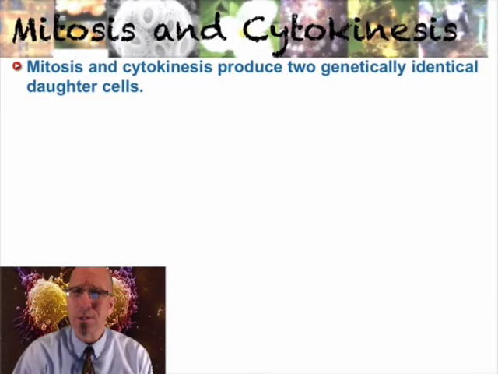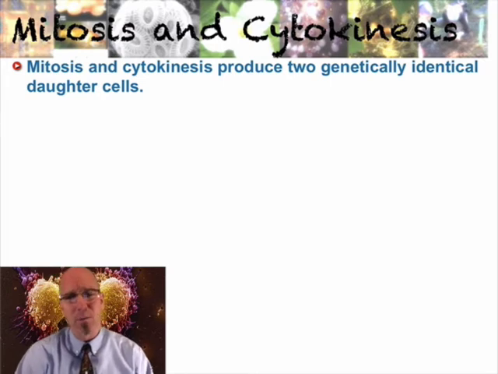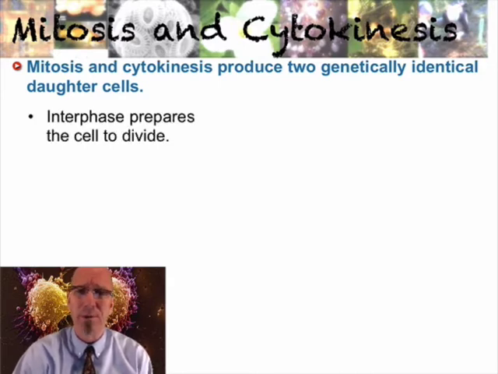Right, so mitosis and cytokinesis produce two genetically identical daughter cells. So when cells in my skin are dividing, when one cell divides into two, those cells are genetically identical. So how does that happen? Now we're going to take a look at that and look at some of the phases of a dividing cell.